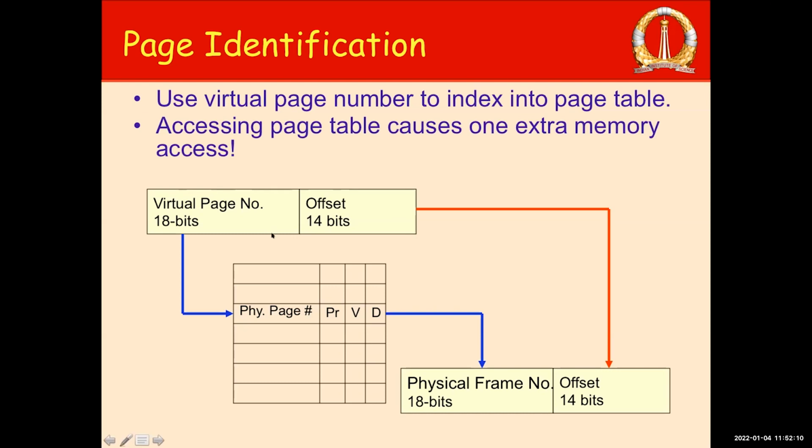Now you can see that if I have a virtual page number of 18 bits, then there are essentially 256k locations in the page table. If each of these entries consists of, let's say, 8 bytes of information, then I have 256k times 8 bytes, which is close to 2 gigabytes of information. That's exactly how big my page table is.